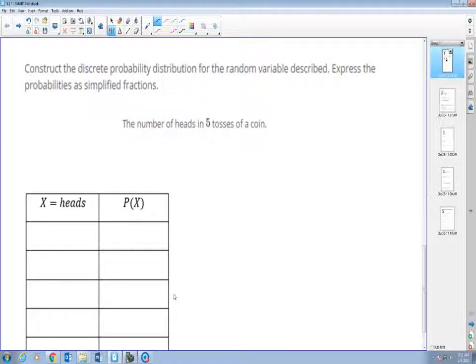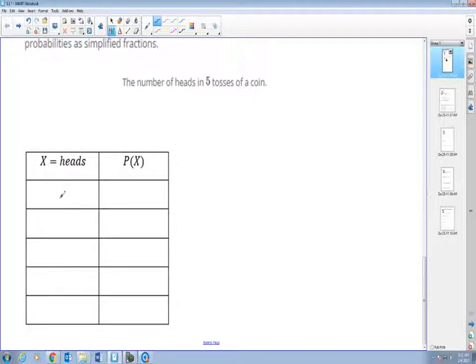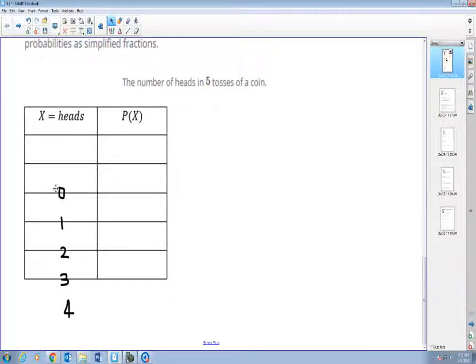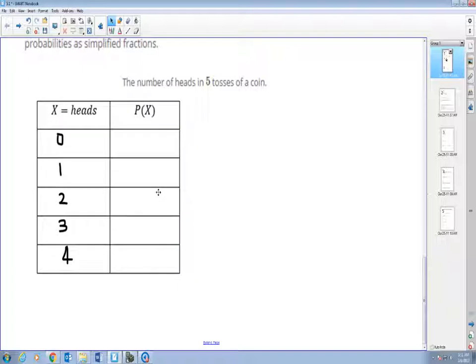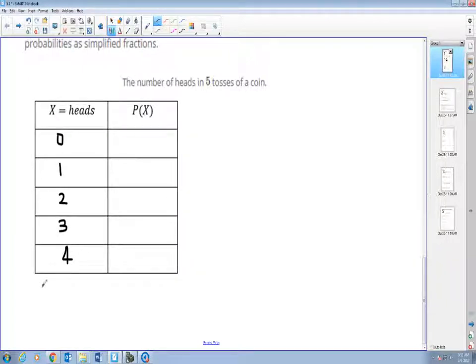Alright, so let's try again. Construct a discrete probability distribution for the random variable described: the number of heads in a 5 toss of a coin. So I want to toss the coin 5 times. So what I could get is either 0 heads, 1, 2, 3, all the way up to 5 heads. Let me move this out a little bit. Alright. I can get all the way up to 5 heads.